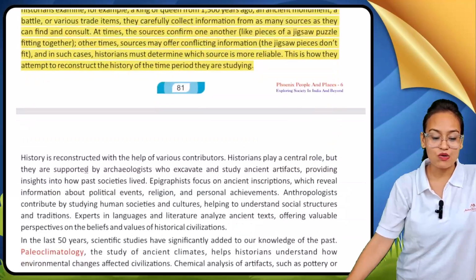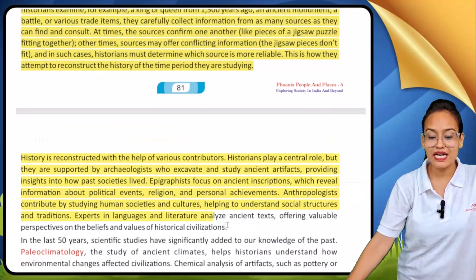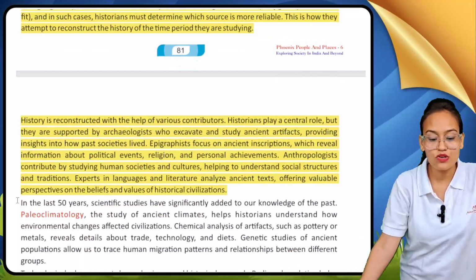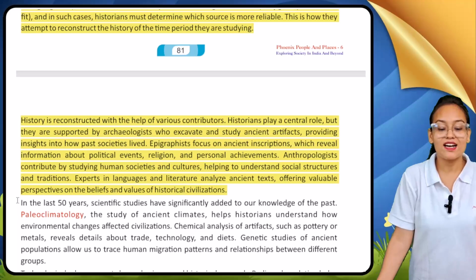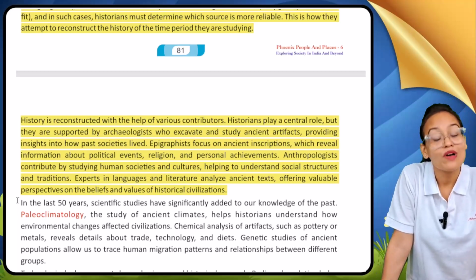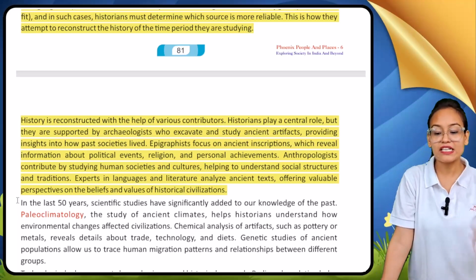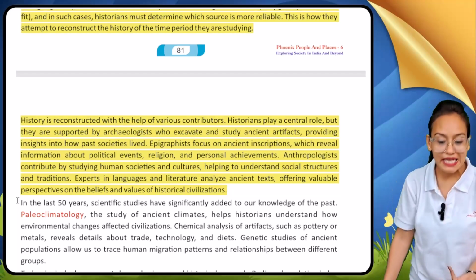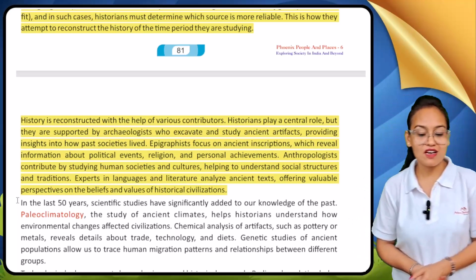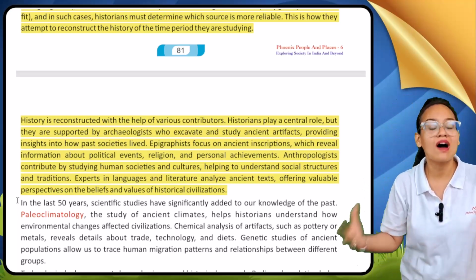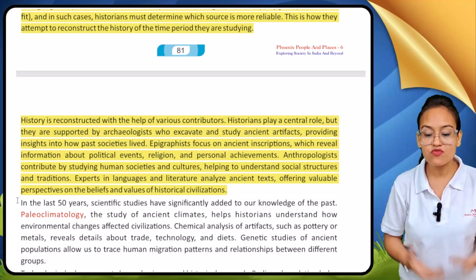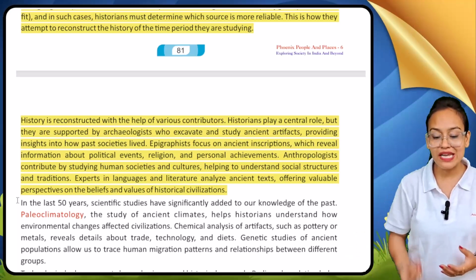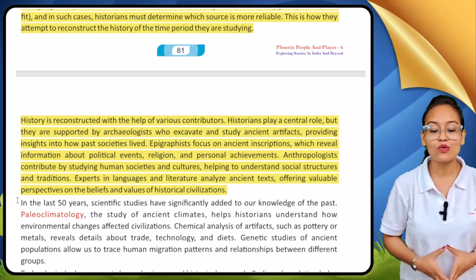Now history is reconstructed with the help of various contributors. Historians play a central role, but they are supported by archaeologists who excavate and study ancient artifacts, providing insights into how past societies used to live. Epigraphists. Now, what is the meaning of epigraphists? Who are epigraphists? Epigraphists focus on ancient inscriptions, means the group of persons who study ancient inscriptions are known as epigraphists.